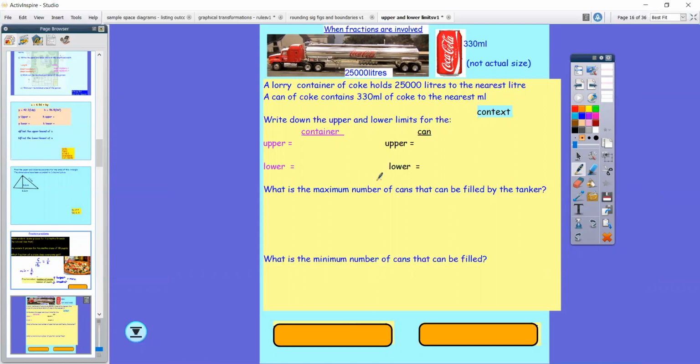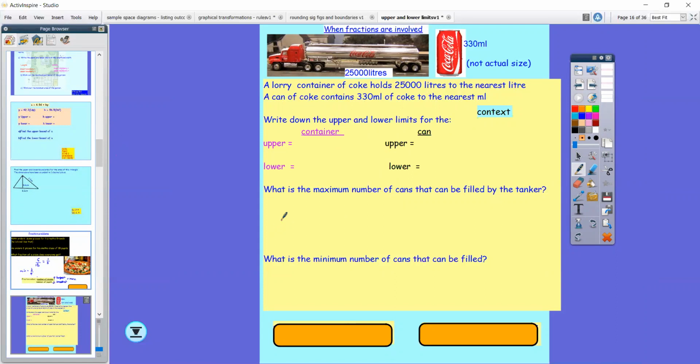And what's the maximum number of cans that can be filled by the tanker? What's the minimum number of cans that can be filled by the tanker? Obviously, we've got a division here, haven't we? So the maximum would be the volume of the tanker upper divided by the can of the Coke lower boundary.